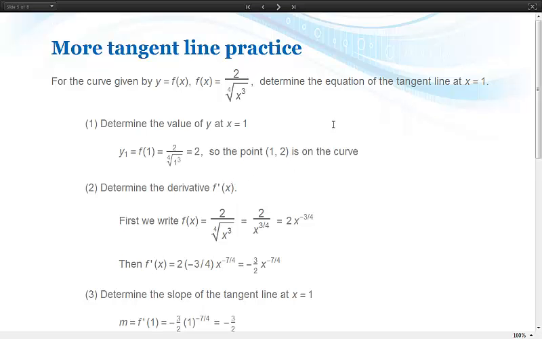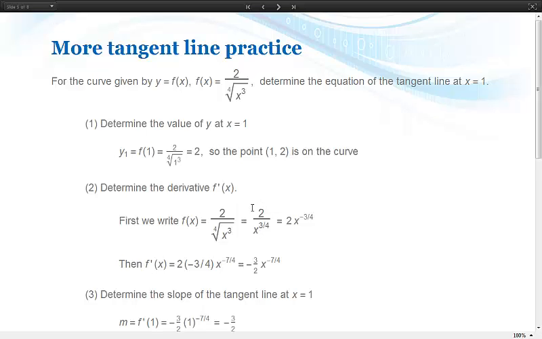Next, in order to find the slope of the tangent line, we need the derivative, so we want to compute the derivative, f prime of x, or dy/dx. Well, this is not in a form where we can compute the derivative, so we change it. Remember, taking a root is a fractional exponent, so this is actually 2 divided by x to the 3/4, the cube, and then 1/4 gives me the 4th root. So this is 2 over x to the 3/4.